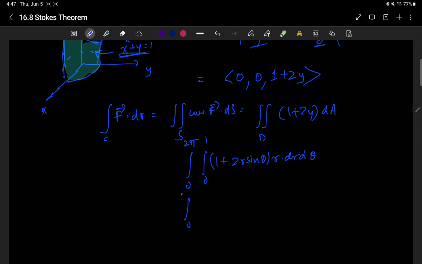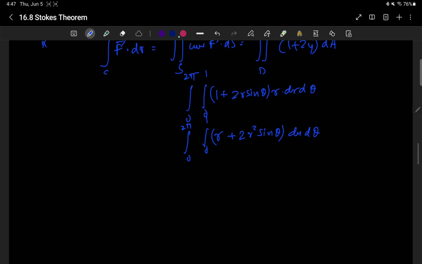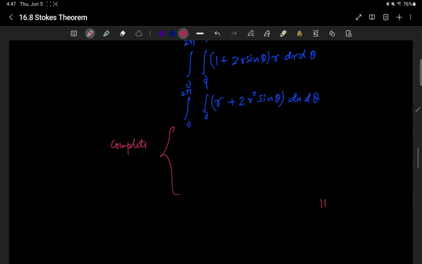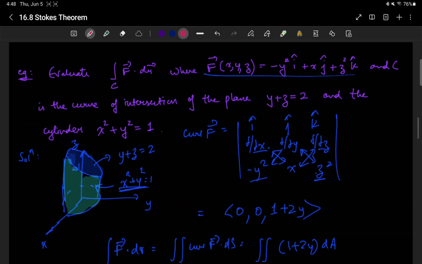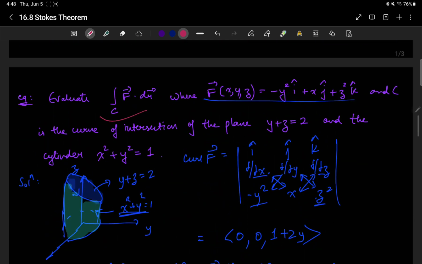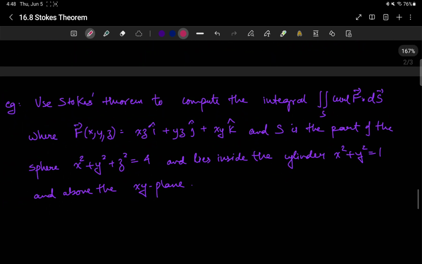After that, it's just straightforward integration. You have r plus 2r squared sine theta dr d theta. And once again, I'm going to ask you to complete this part. And to verify, it should come out to be pi. So this is an example where we went from line integral to surface integral because that was easier. In the second example, we'll do the other way around.